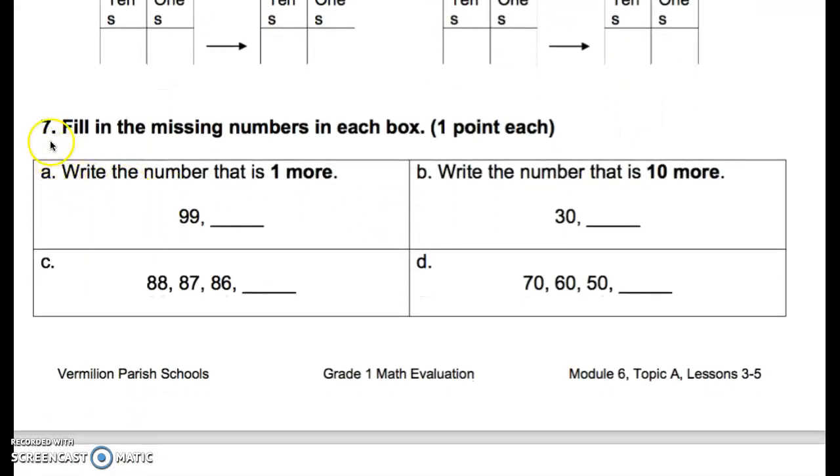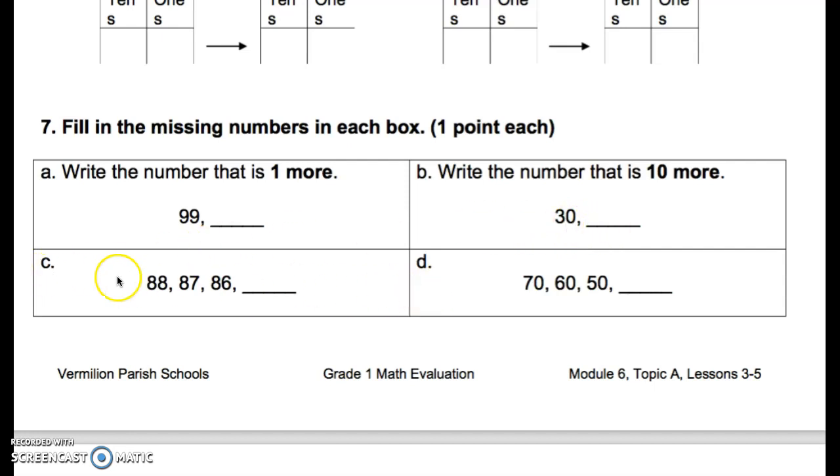And the last one, number 7, fill in the missing numbers in each box. A, write the number that is 1 more. 99. What number is 1 more? B, write the number that is 10 more. 30. 10 more than 30 would be blank. Not just counting, but what's 10 more than the number 30? Write that on the line.